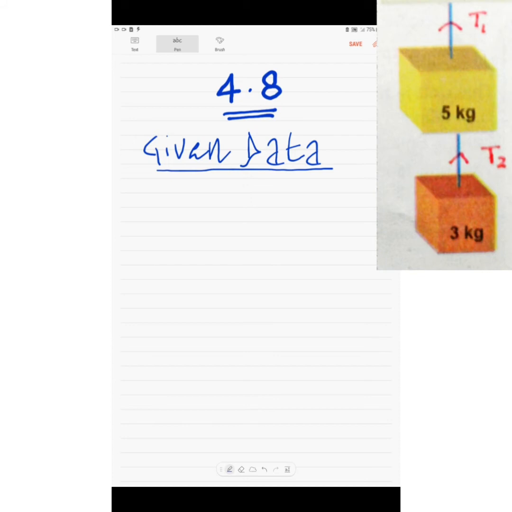Mass of first block, it is m1, and m1 is equal to 5 kg.